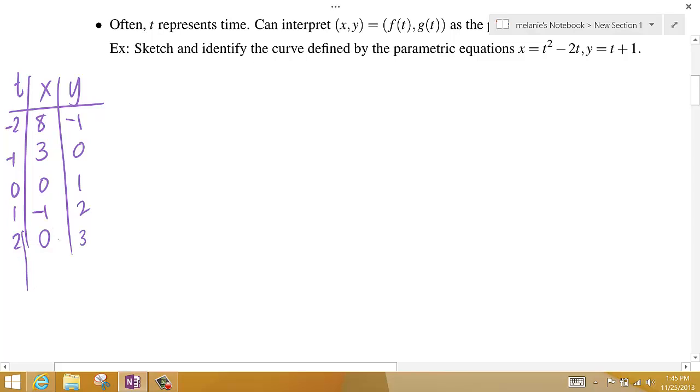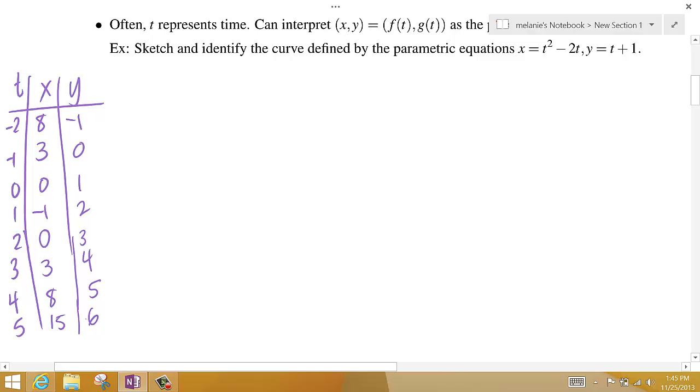Let's keep going, see if we can find a few more. Plug in 3, we get 9 minus 6, that's 3. And y is 4. If I plug in 4, I get 16 minus 8, I get 8 again, and y is 5. And if t is 5, we'll stop at 5. I get 25 minus 10, 15, and y is 6. Okay, so this is a good starting point.